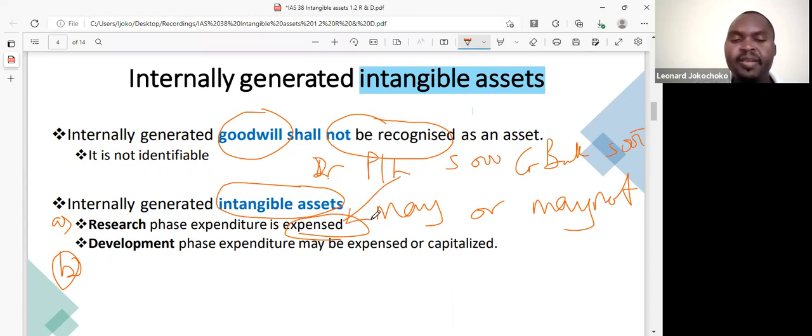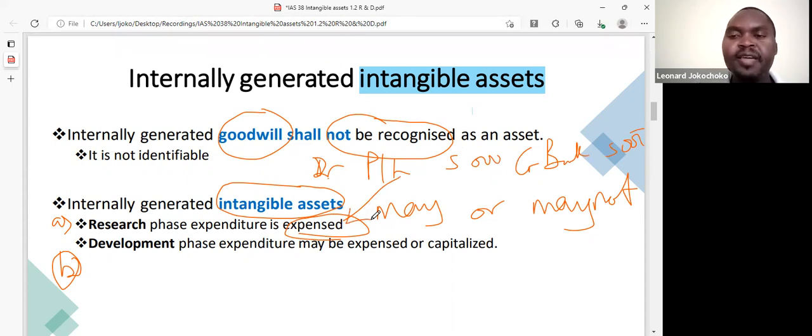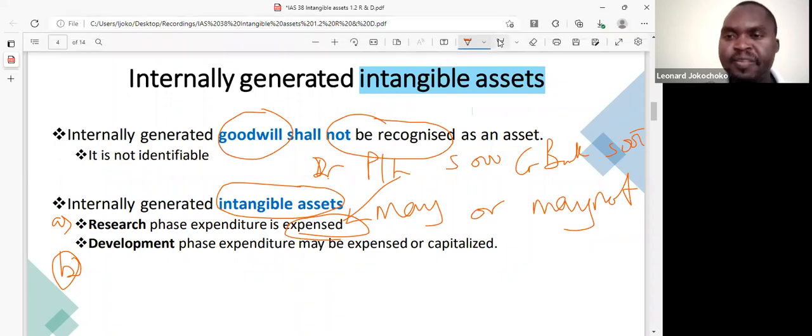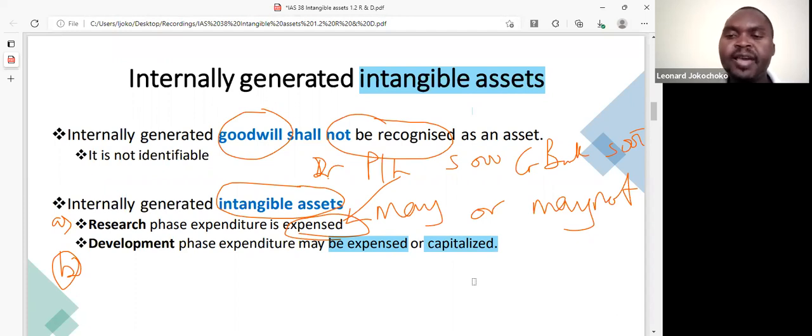On the other hand, if it is during the development phase, there are additional considerations you need to discuss. Development expenditure may be expensed. Development expenditure may be capitalized. The decision of capitalizing or expensing it depends on additional information provided. There are 6 features which you are going to see shortly.